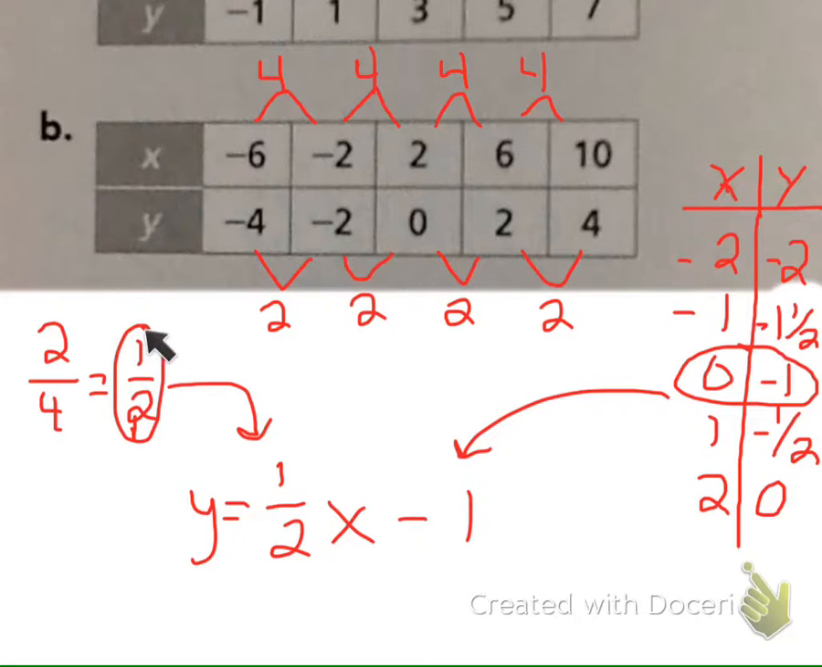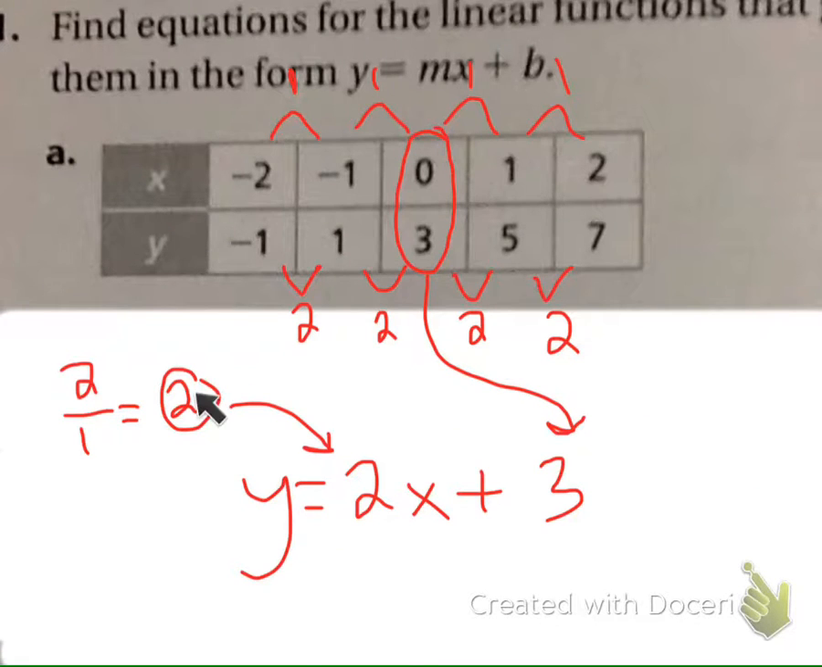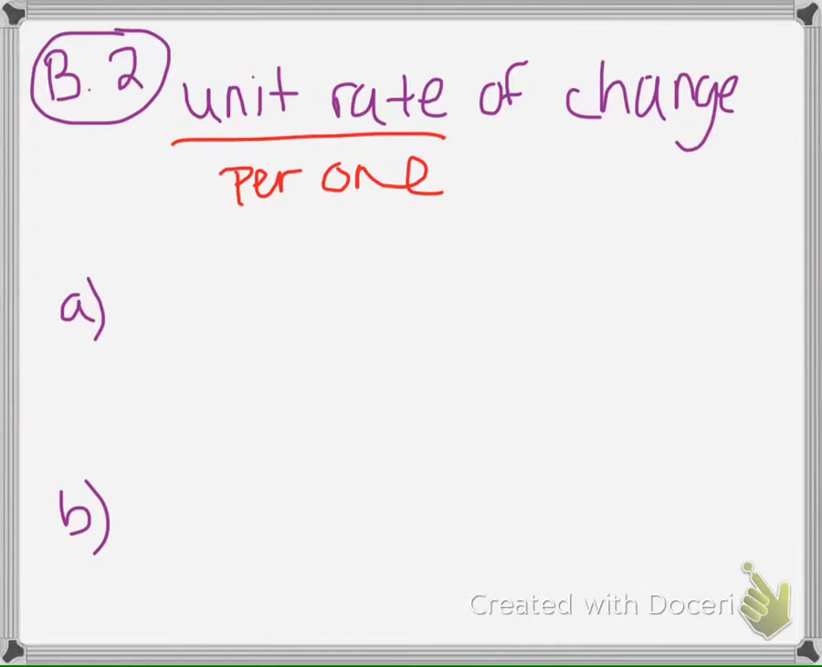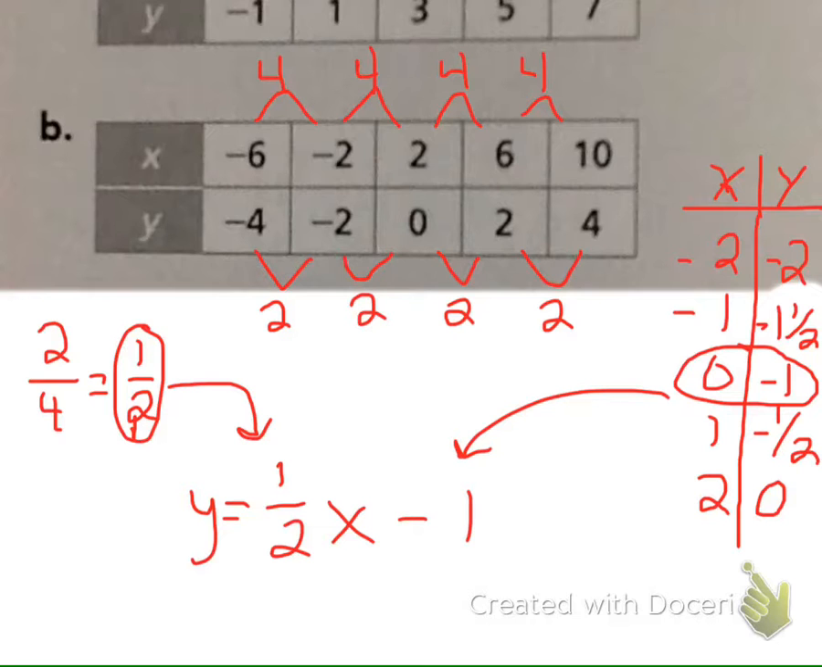So it's 1/2. So for A, our unit rate was 2, because for every one change in x, it's going up by 2 in the y. But when I divide those to find a unit rate, I get 2. So A, the unit rate is 2, and B, the unit rate was 1/2, or you could say 0.5. So it's per every one change in x, what is the change in y?